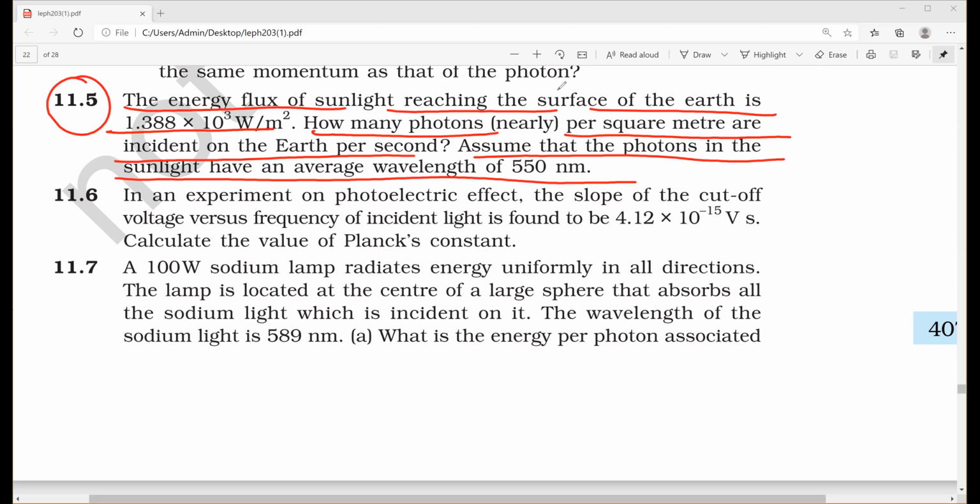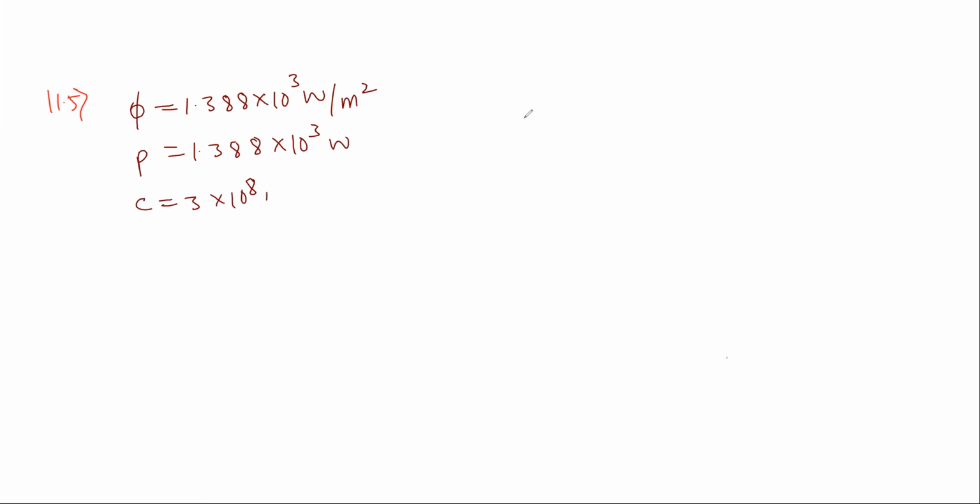11.5 is also easy. First, what they have given: the energy flux of sunlight reaching the surface of the earth, we take as P. That is 1.388 into 10 to the power of 3 watt per meter square. So power of sunlight per square meter P is equal to 1.388 into 10 to the power of 3. Power is measured in terms of watt. Speed of light c is equal to 3 into 10 to the power of 8 meter per second. Planck's constant h value is 6.626 into 10 to the power of minus 34 joule second. Average wavelength of photons present in sunlight, lambda, is equal to 550 nanometer. Converting to meters, that is 550 into 10 to the power of minus 9 meter.